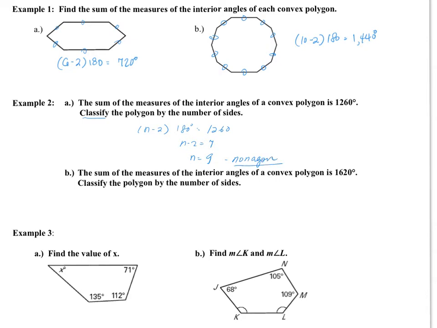And part B, the sum of the measures of the interior angles of a convex polygon is 1,620 degrees. Classify the polygon by the number of sides. So we will have to do the same thing. Use the formula, set up an equation, and solve for n. And this would be 9. And then add 2, 11. So we have an 11-gon.